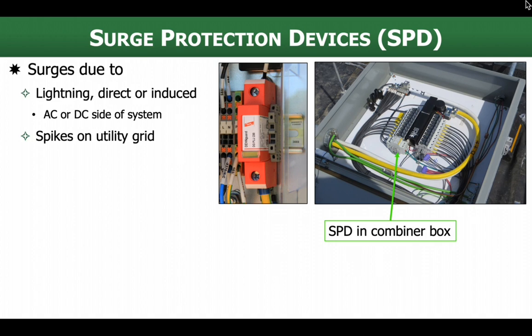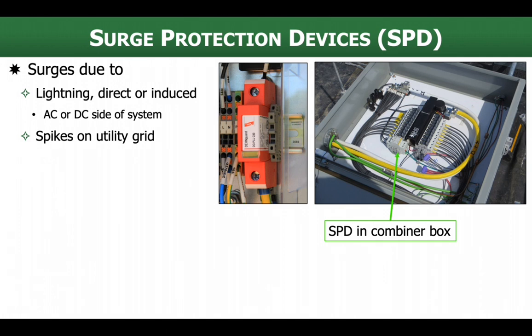And these are essentially to protect equipment from surges due to lightning, which may be direct or induced. It doesn't have to be a direct hit. A nearby strike or even cloud-to-cloud lightning can induce significant currents and the transient overvoltages that occur as a result.